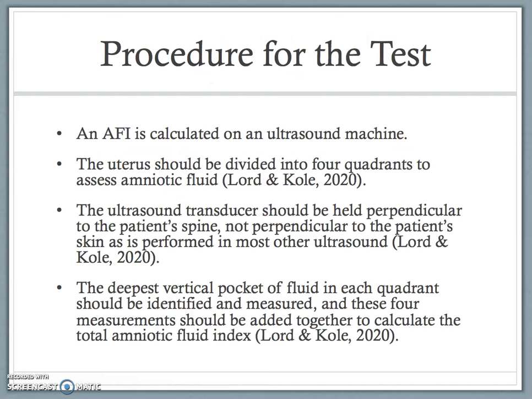An AFI is calculated on an ultrasound machine. The uterus should be divided into 4 quadrants to assess amniotic fluid. The ultrasound transducer should be held perpendicular to the patient's spine, not perpendicular to the patient's skin as it is in most other ultrasounds. Measuring perpendicular ensures that each pocket is being measured on the same plane. The deepest vertical pocket of fluid in each quadrant should be identified and measured, and these 4 measurements should be added together to calculate the total amniotic fluid index.